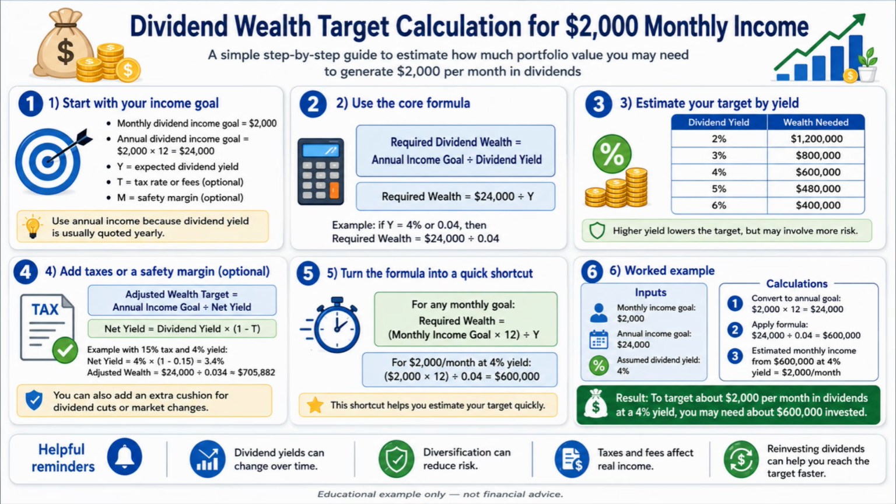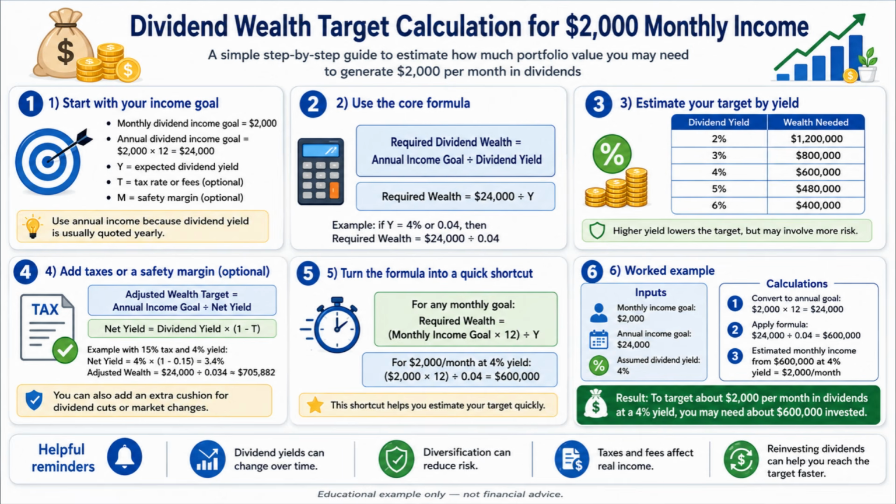Then, to make the formula even easier to remember, you can use a quick shortcut. For any monthly dividend goal, required wealth equals monthly income goal multiplied by 12, divided by dividend yield. So, for a $2,000 monthly goal at a 4% yield, the calculation is 2,000 times 12 divided by 0.04, which equals $600,000. Now let's look at the worked example.